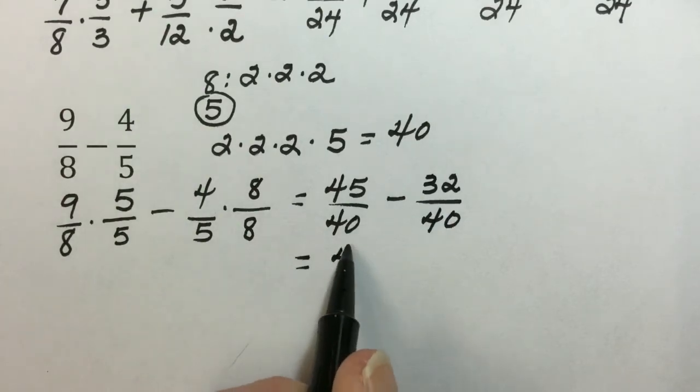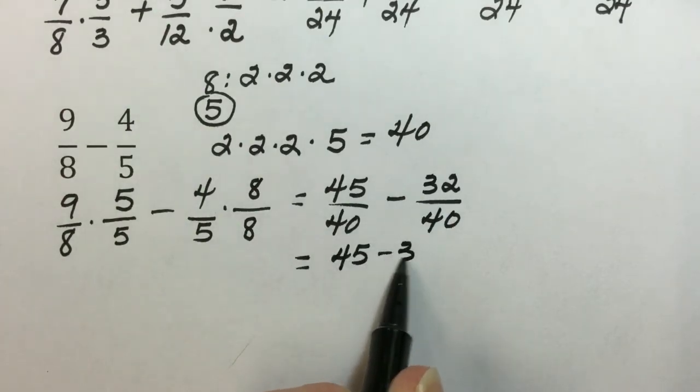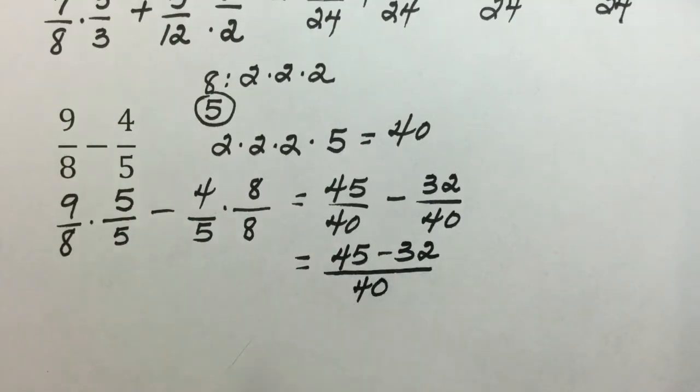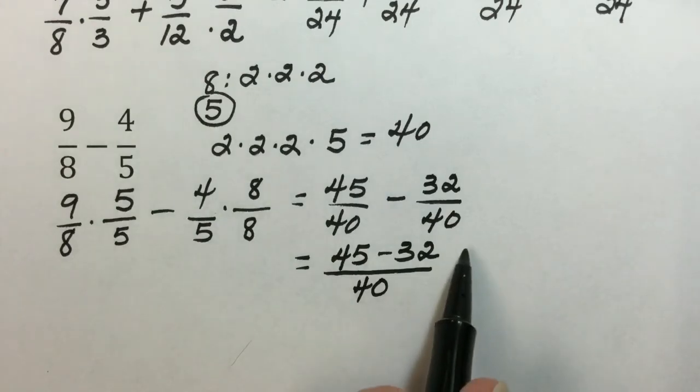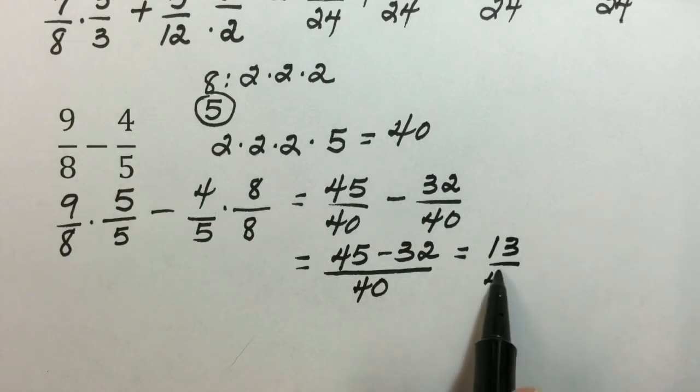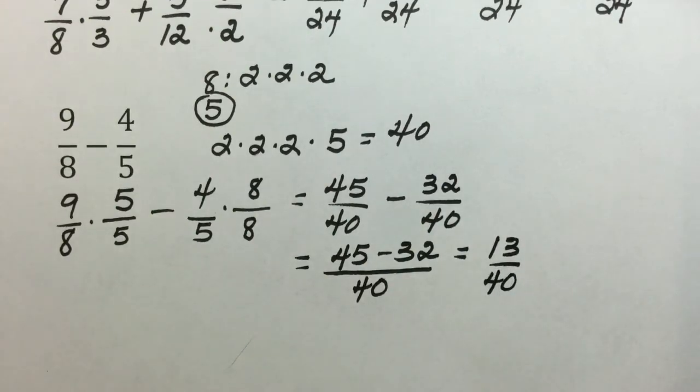We will then subtract the numerators over that common unchanged denominator of 40. 45 minus 32 is going to simplify to give us 13 over 40, our result to this subtraction of fractions.